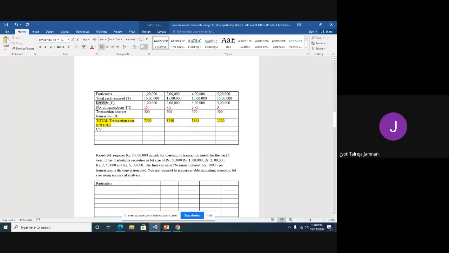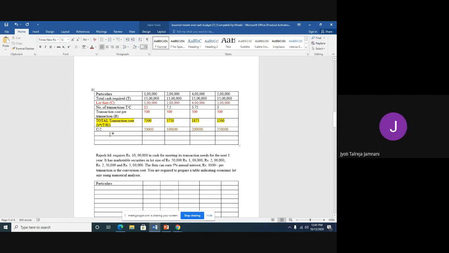If you see, this is the value of C which I've already taken above, the lot size C. So C is 1 lakh, 2 lakh, 4 lakh and 5 lakh. So I have to do C by 2 there. So 1 lakh divided by 2, I'll get 50,000. 2 lakh divided by 2, 1 lakh. 4 lakh divided by 2, 2 lakh. And 5 lakh divided by 2 is 2 lakh 50,000.